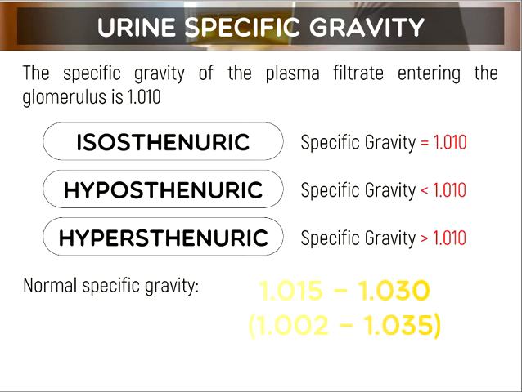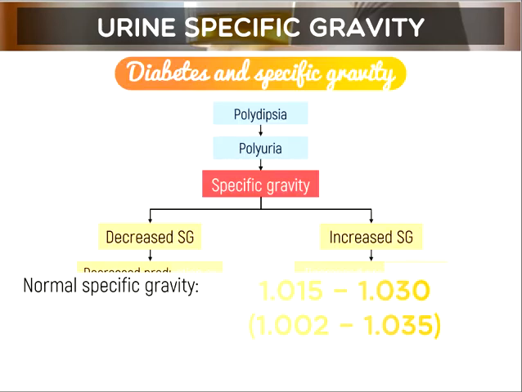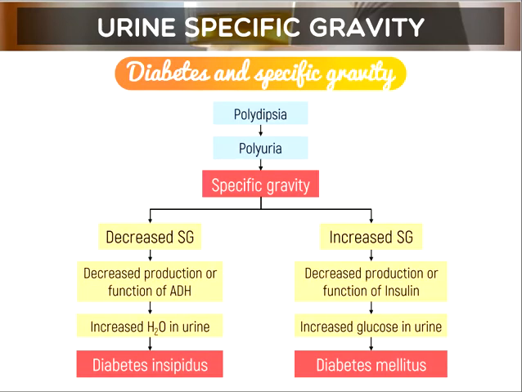So what is the normal range of urine color? Straw to amber. Very good, guys. You're still with me. Okay.